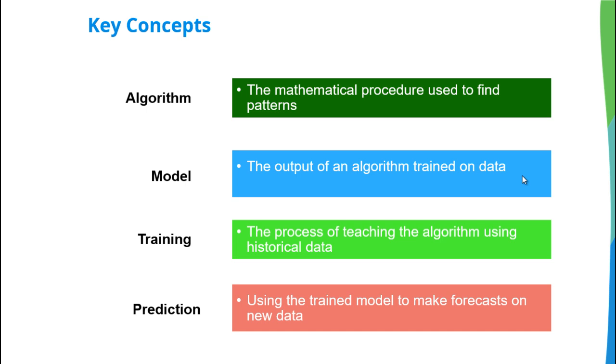We have training, the process of teaching, or what was called learning, the algorithm using historical data from the past, which is brought into the system, to the current situation, and processed to predict future occurrences. We have what is called prediction, using the trained model to make forecasts on new data. So these are the basic concepts of machine learning.